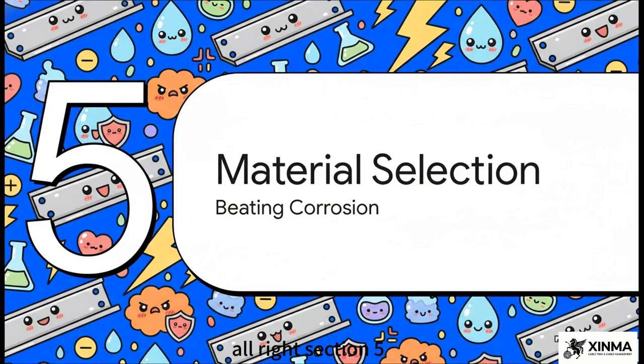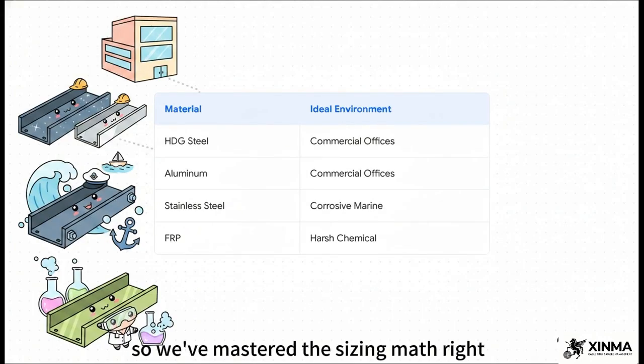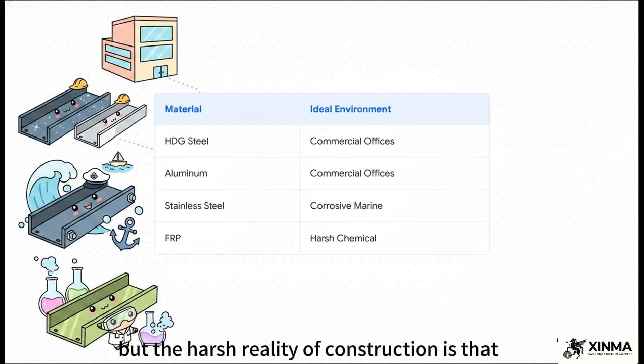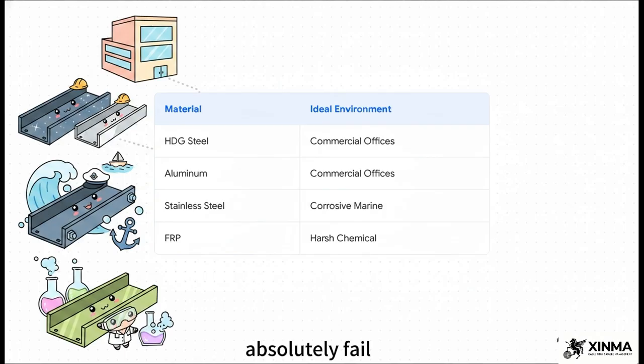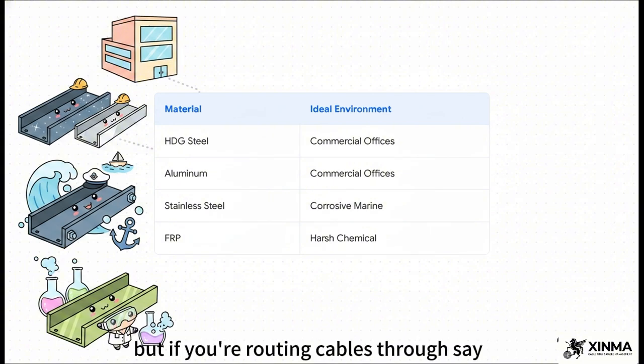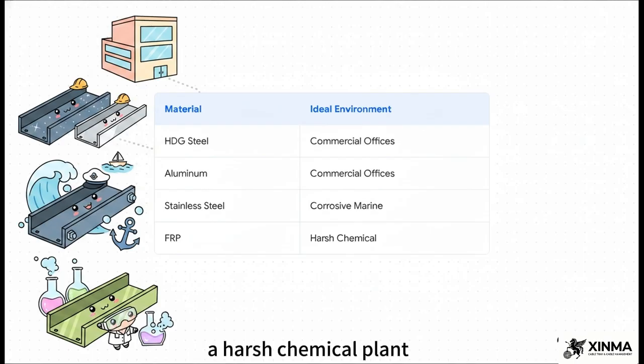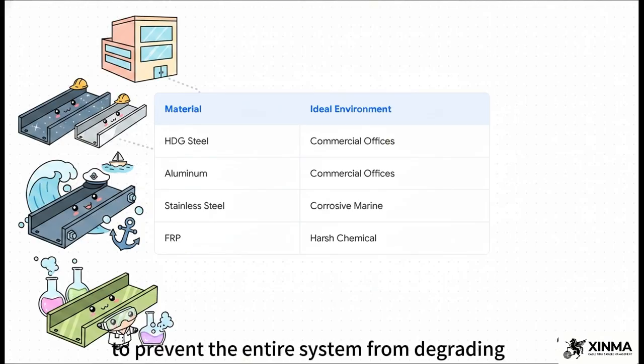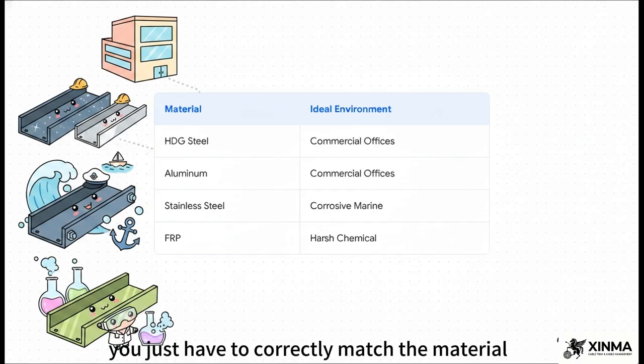All right, Section 5, selecting the right material, beating corrosion. So we've mastered the sizing math, right? But the harsh reality of construction is that even a perfectly mathematically sized tray will absolutely fail if it's manufactured from the wrong material. Standard commercial offices might do perfectly fine with hot-dip galvanized steel or aluminum, but if you're routing cables through, say, a harsh chemical plant or a highly corrosive marine environment, you're going to need the heavy-duty resilience of stainless steel or fiberglass reinforced plastic to prevent the entire system from degrading. You just have to correctly match the material to the specific environmental challenge you're facing.